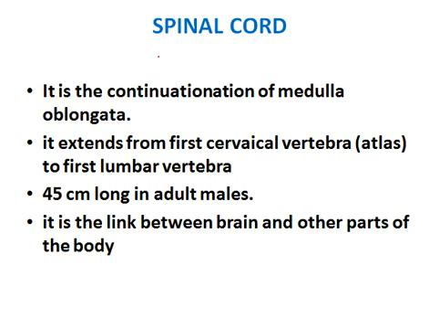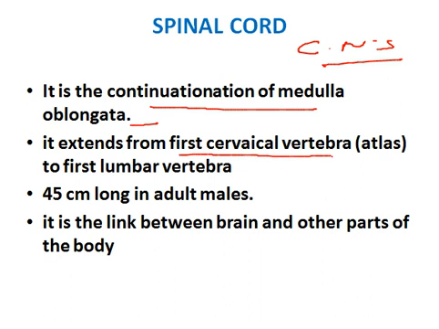Then the last section of the central nervous system is the spinal cord. So far we have discussed the brain. Now the spinal cord. The spinal cord is the continuation of the medulla oblongata. So down from the medulla oblongata you can see the spinal cord. It extends from the first cervical vertebra. The name of the first cervical vertebra is atlas.